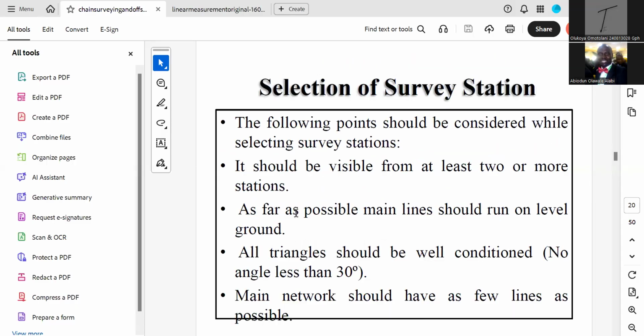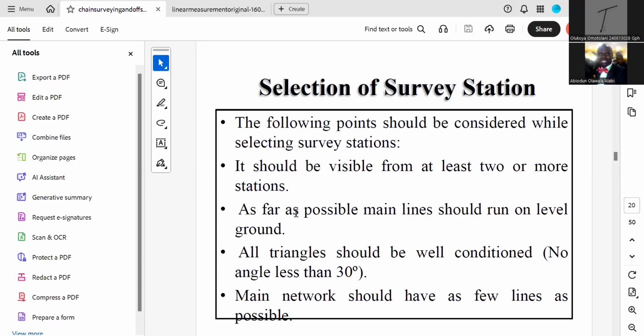Selection of survey stations. The following should be considered while selecting survey stations. So when you want to select survey stations, what are the things to consider? The station should be visible from at least 2 or more stations. So survey stations should be intervisible. When you are standing at one of the stations, you should be able to see at least 2 or more stations from where you are standing.